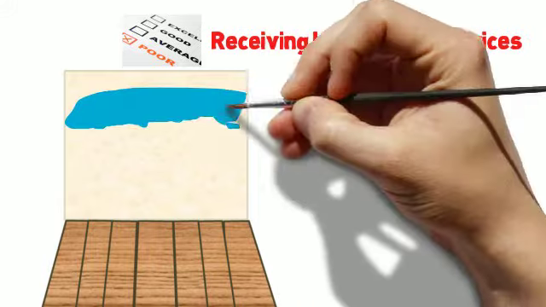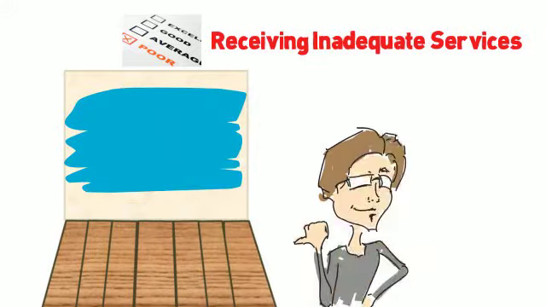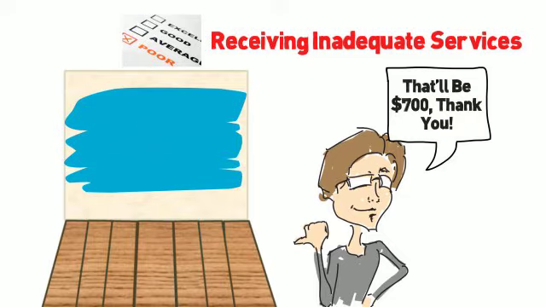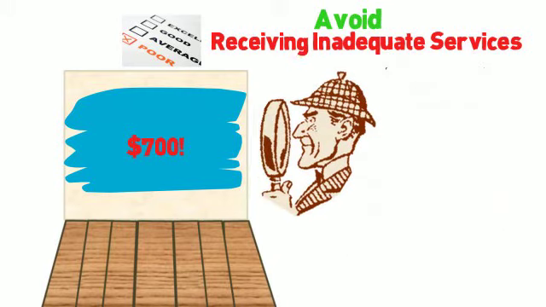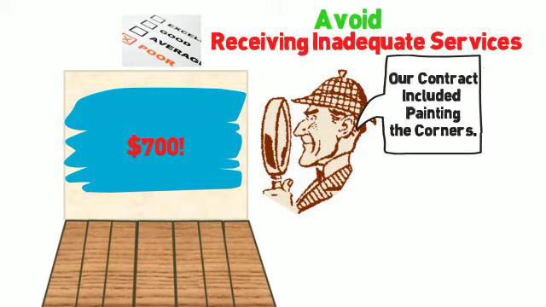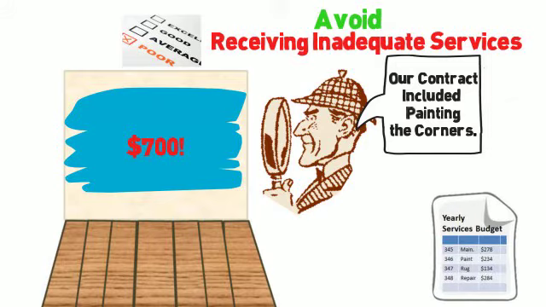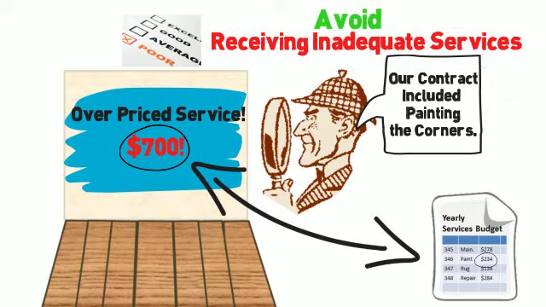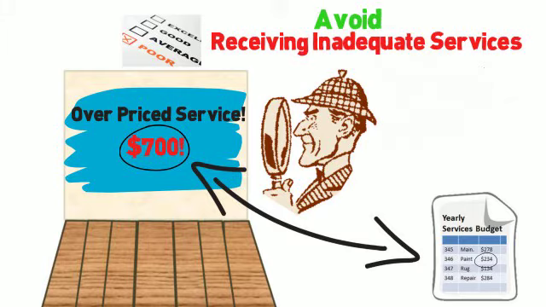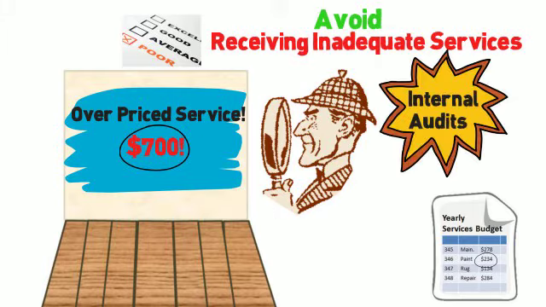Next is the threat of receiving inadequate services. This includes insufficient performance as well as being charged too much for services rendered. You can avoid this threat by using an internal audit team who will review contracts of service, including audits of supplier records. You can also use budgetary controls, which will budget out what services should cost and compare that with the actual cost. So you can avoid receiving inadequate services by using internal audits and budgetary controls.